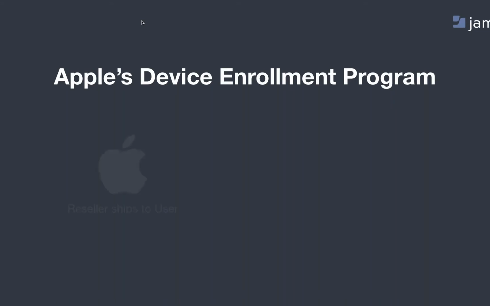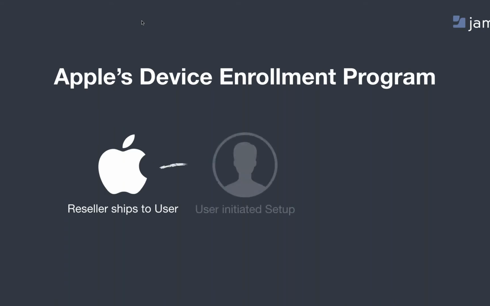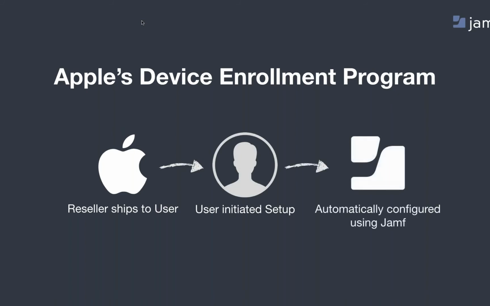And what's different from the traditional workflow is the reseller ships the machine directly to the user. So it doesn't have to go to a centralized depot. It can go right to the user's desk. The user initiates the setup themselves, so they get to enjoy that unboxing experience, and then it's automatically configured using Jamf. Now, before you freak out and think, oh, I would never let a user configure their own machine, this is where the integration we have with JumpCloud can be extremely effective, because I can ship out a fleet of MacBooks to my entire remote sales team.